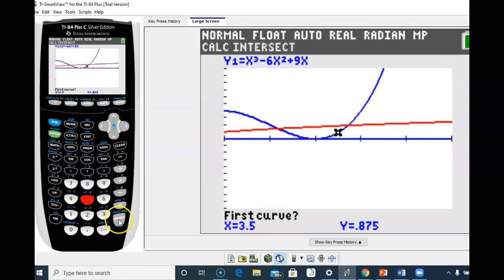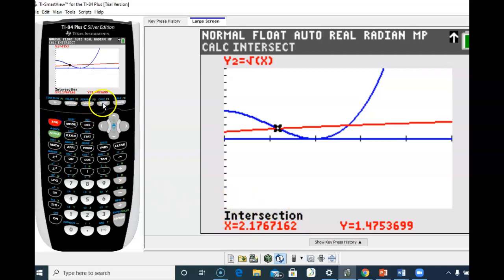We're going to do our first curve and then our second curve. And then for our guess, we'll go over and choose this first one. Okay, press enter. And you will see this as your intersection point. So that would be your first answer. Round it to the appropriate number of decimal places.